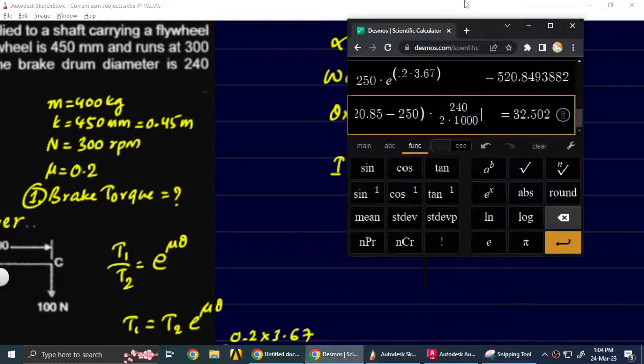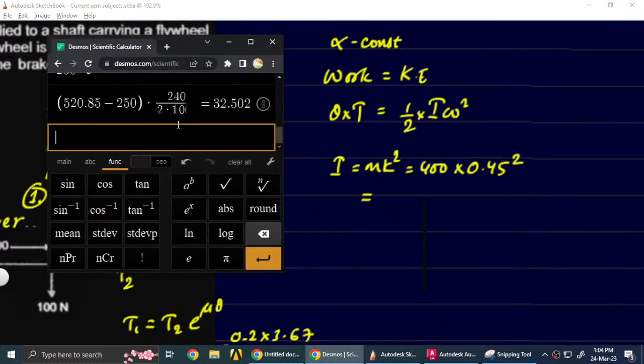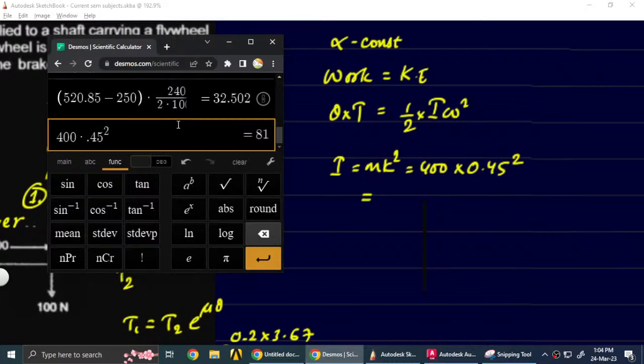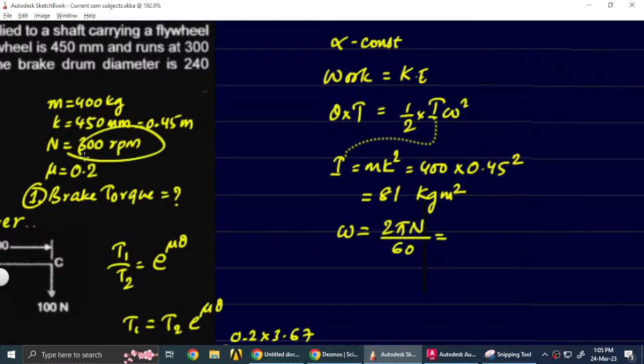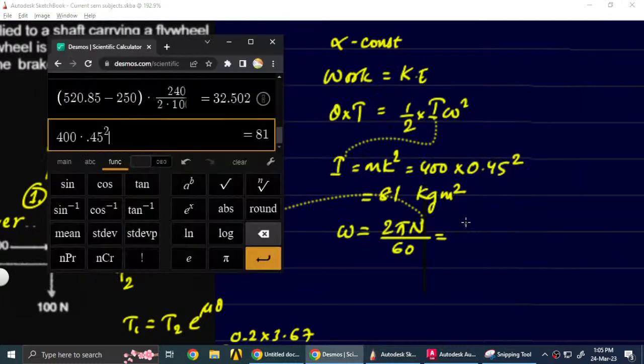So that gives us 0.45 squared, 81. So 81 kg meter square. This is the value of I, and this value of I we have to substitute over here. Coming to omega, omega can be found as 2 pi n by 60. Okay, so the n value is given over here. Let's substitute that here and find the value.